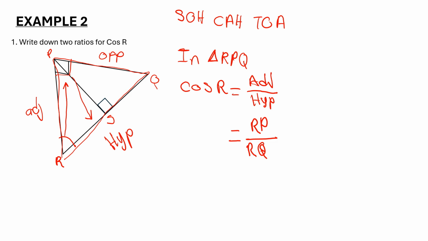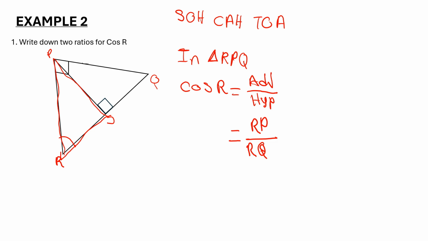But notice they told us that we must identify two ratios, not just one. So we must also identify another ratio. Let me just erase all of our former things. We're still dealing with angle R right there. So how else can we find our opposite and our hypotenuse? Because we must find two ratios. Notice that we have another triangle, which is triangle R, P, S, and back to R. We have another triangle just like that.